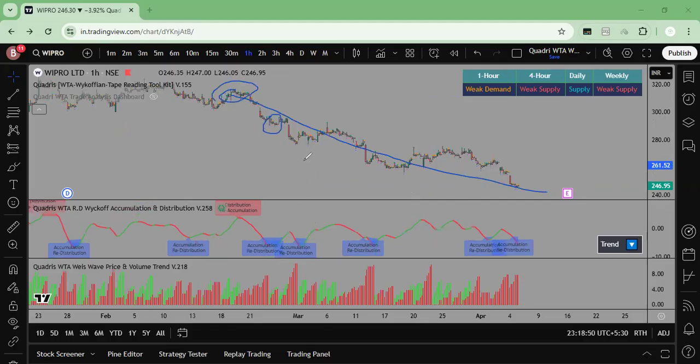Then after every accumulation zone, price has broken down and tested it. This was held. It was not a picture perfect break. But again, then price started to rally, but it could not go beyond this particular previous accumulation level, which later on converted into distribution.